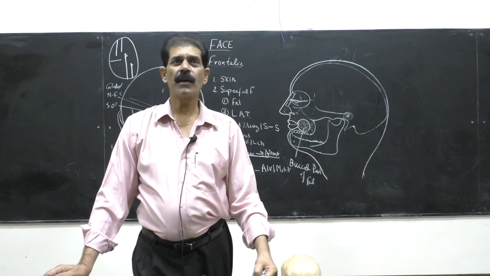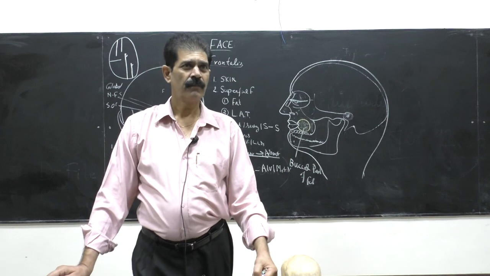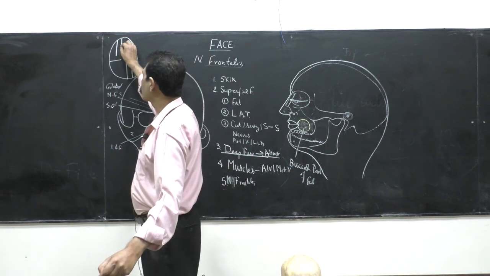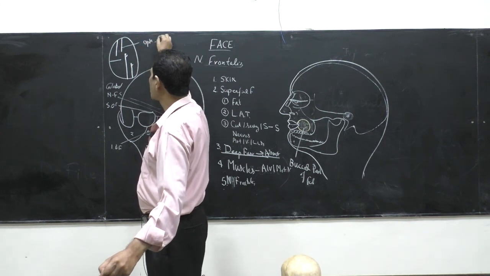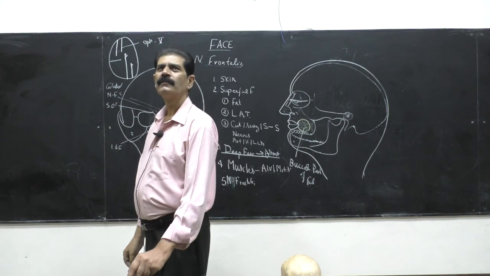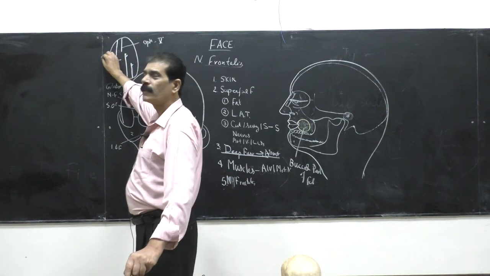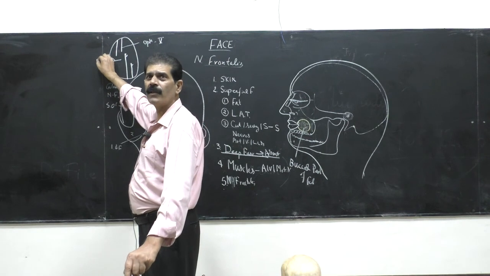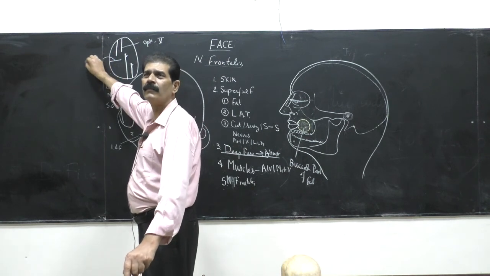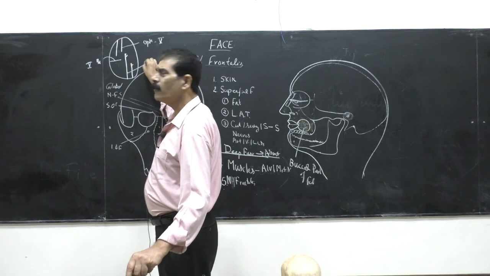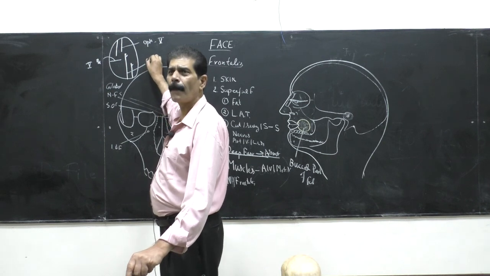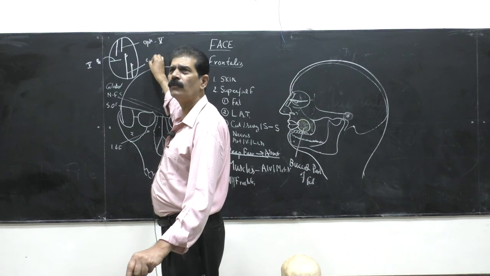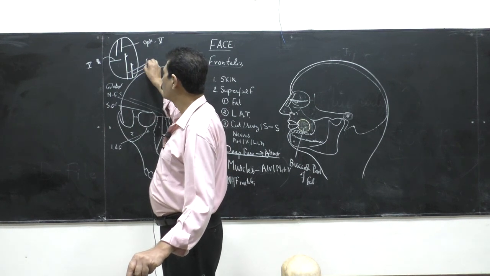So these are the branches coming from cranial nerves. For example, supratrochlear and supraorbital are branches of the ophthalmic division of trigeminal. Auriculotemporal nerve is a branch of the mandibular division of the trigeminal nerve. And greater occipital nerve comes from the spinal cord. What is the root value of the greater occipital nerve? C1 and C2.